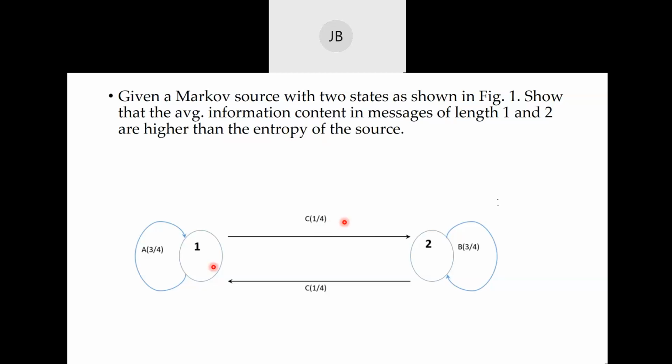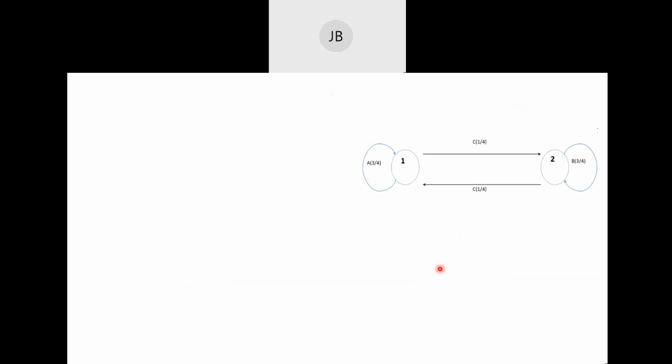Also, since there are only two states, the probability of the system being in state 1 is half, and in state 2 it's also half. I have not mentioned that in the question because I left it for you to decide. Since there are only two states, you need to come to that conclusion if the information is not given explicitly, that each of the states will have equal probability of 0.5.